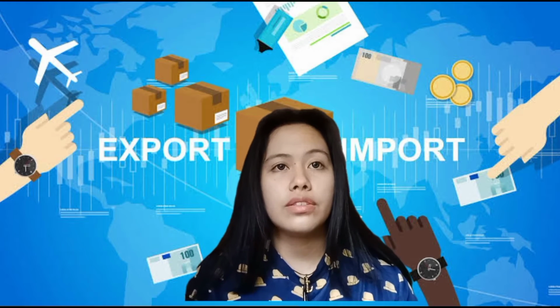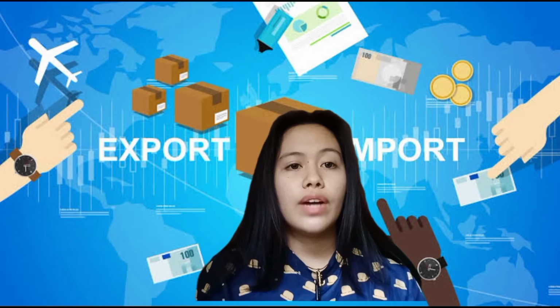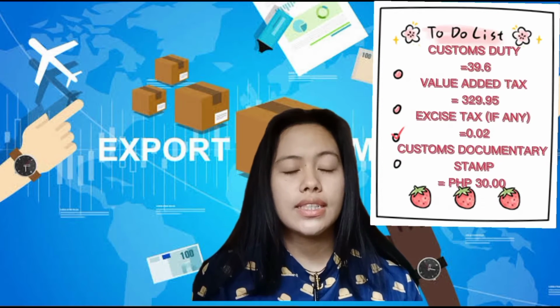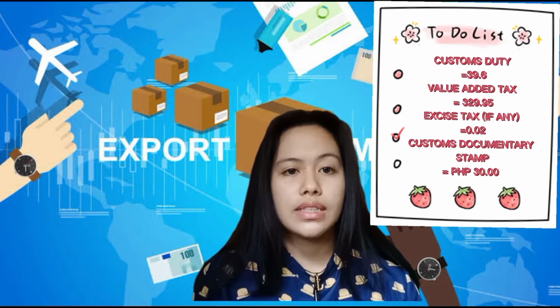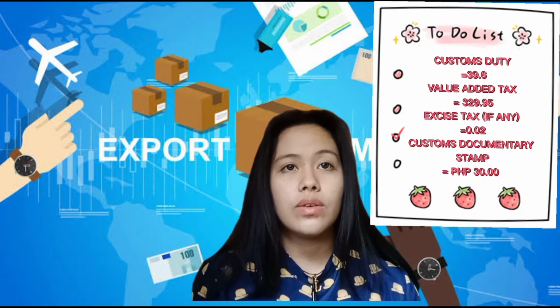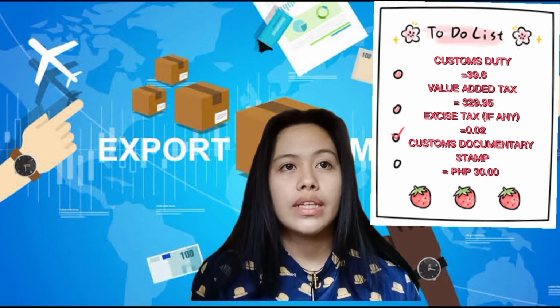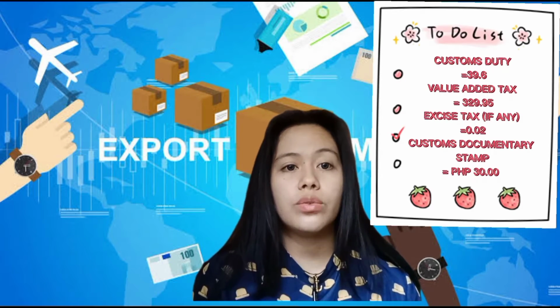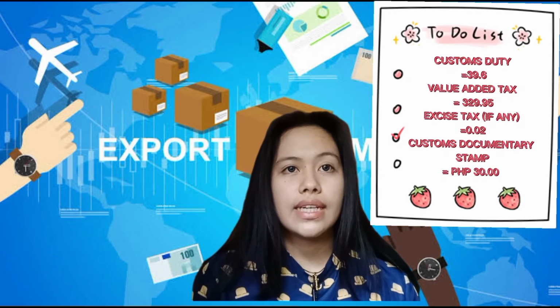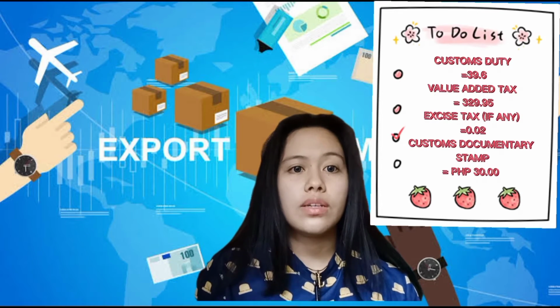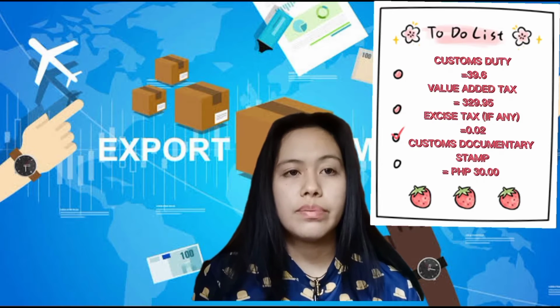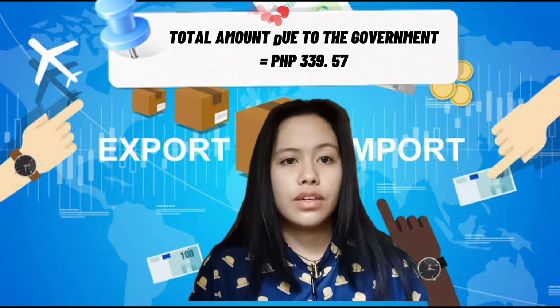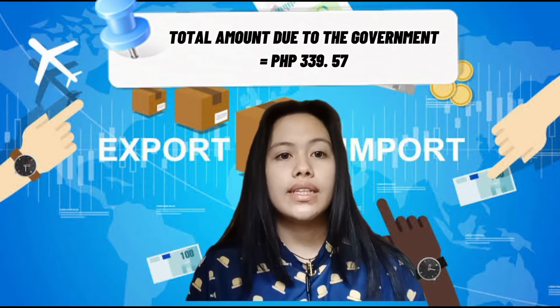And to get the total amount due to the government, we need to add the customs duty, value added tax, excise tax, and the customs documentary stamp. The customs duty is equal to 39.6, the value added tax is equal to 329.95, the excise tax is equal to 0.02, and the customs documentary stamp is equal to 30 pesos. And the total amount due to the government is equal to 399.57.